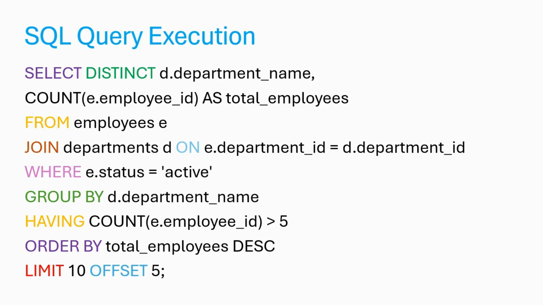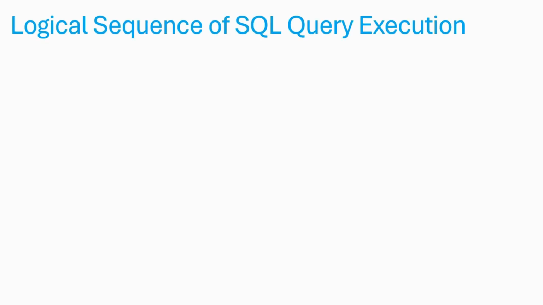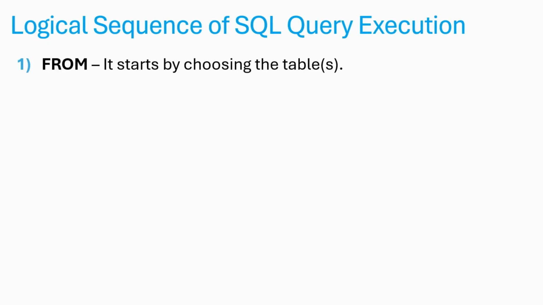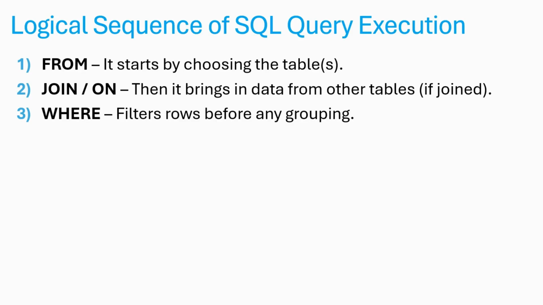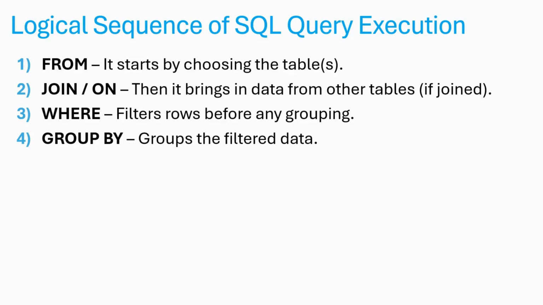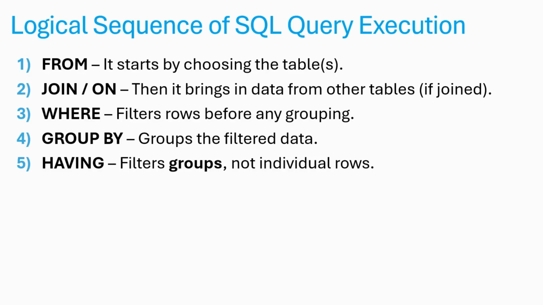So this is our sample query, and it has all the possible clauses like select, distinct, on, join, group by, having. Based on this query, we will see what the sequence of query execution would be. The very first part which is going to execute in this query is the from part. Using from, we choose the tables. Then it will join the other table, and based on the on condition, it brings the data from the other table. Then it executes the where clause, and it filters the rows before any grouping. Then it applies group by and groups the filtered data. After that, having. Having always executes after group by, and it filters data based on the group.